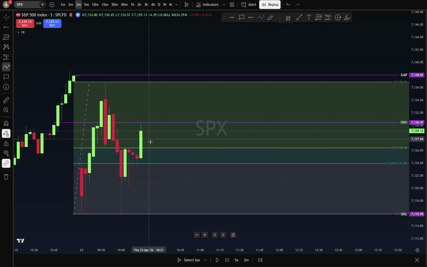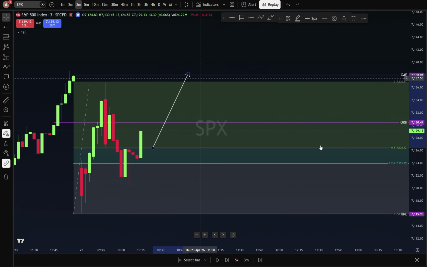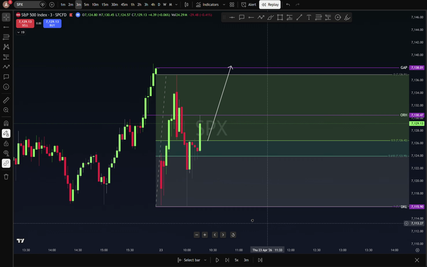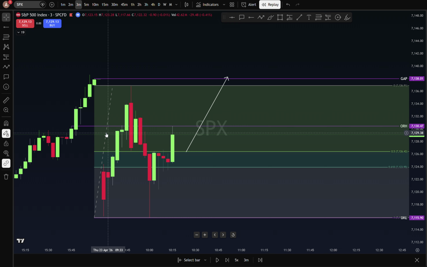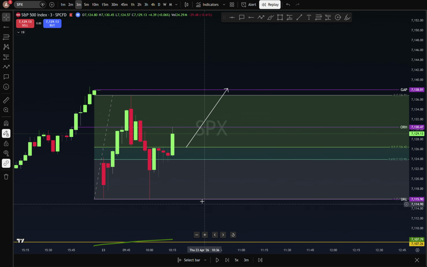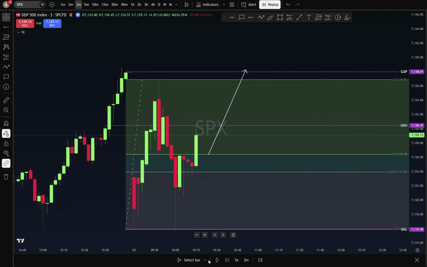So what we're gonna wait for here is a retest, and then we're gonna target this upside gap level. Okay, again, why I say trade after 10, because if you enter here around this range, contracts are very expensive. By 10 o'clock, 10:15, 10:30, you get discounted contracts, so it's much better. Now let's see what happens.